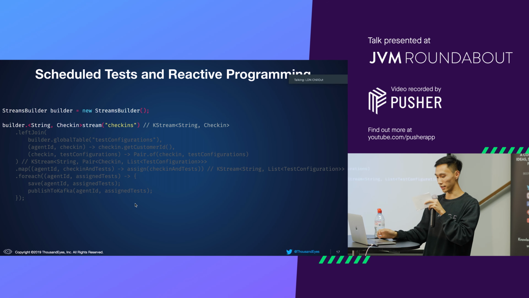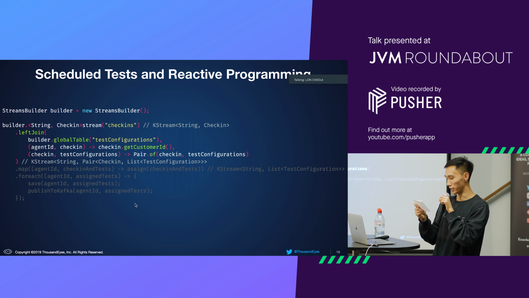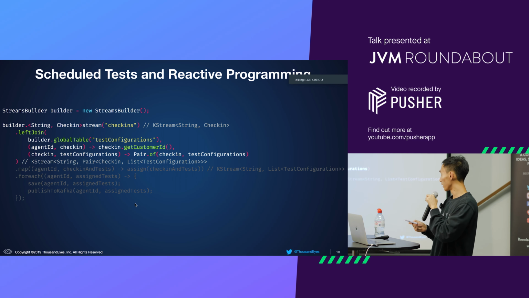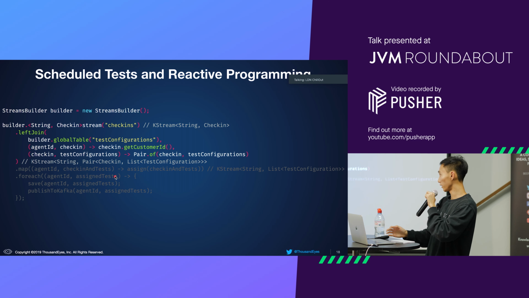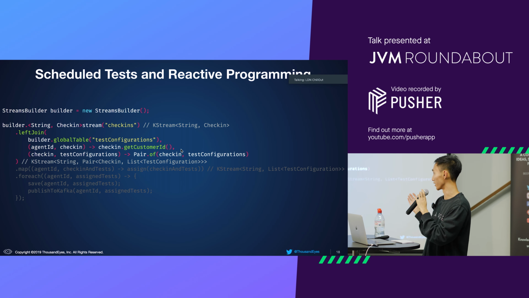But what we want to do first is perform a left join with the tests that our customers have configured. The way a left join works is you can think of it like a database left join. You first supply effectively the foreign table, in which case it's this test configurations global table bit. The second thing you want to supply is the foreign key, in which case it's the customer ID on the check-in. And finally, we output the result of the join, in which case we just want to do a pair of the check-in and the test configurations.